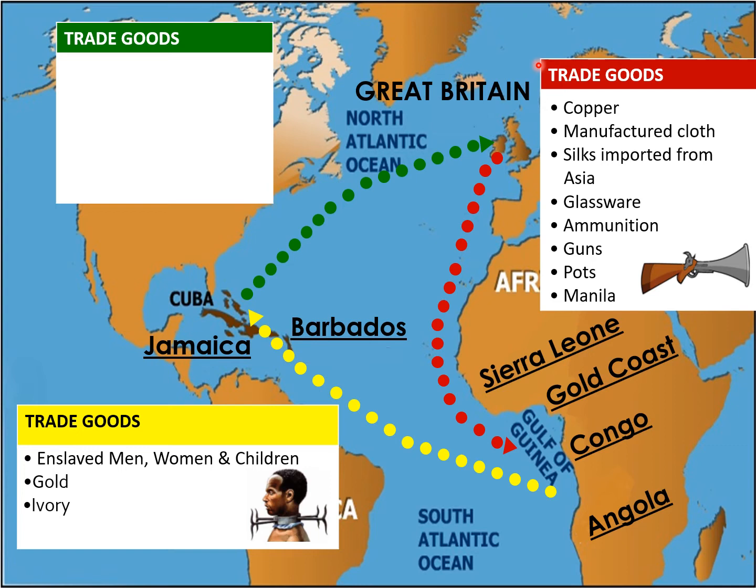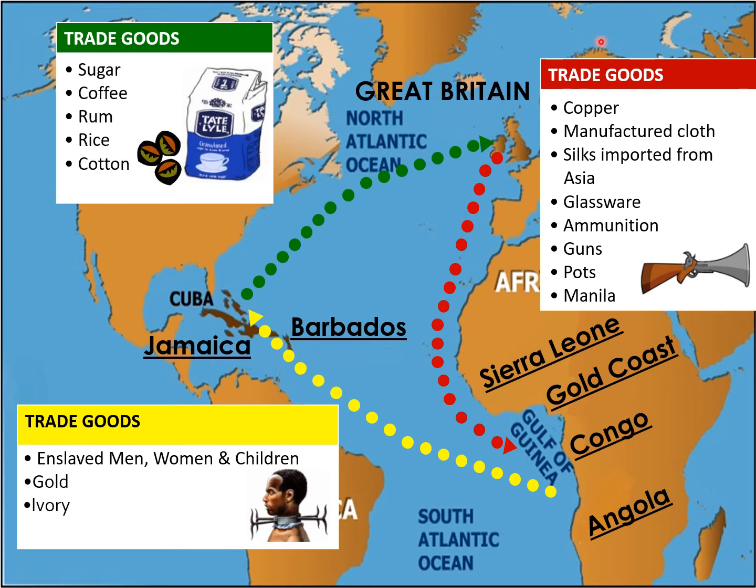Then we take the Homeward Passage, okay, which is up in green there, along to Great Britain again, and we're taking things that are grown on the plantations. It's the final stage of the triangular trade, and you have things like sugar, coffee, rum, rice, tobacco and cotton, all being grown on the plantations under slave labour.